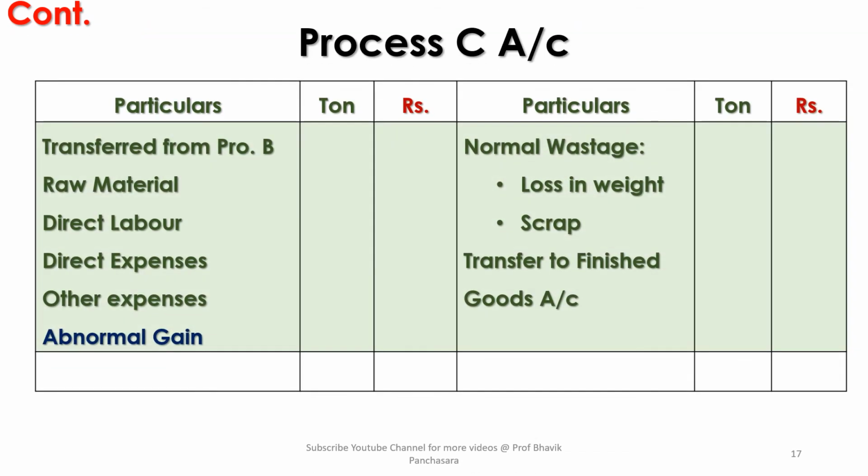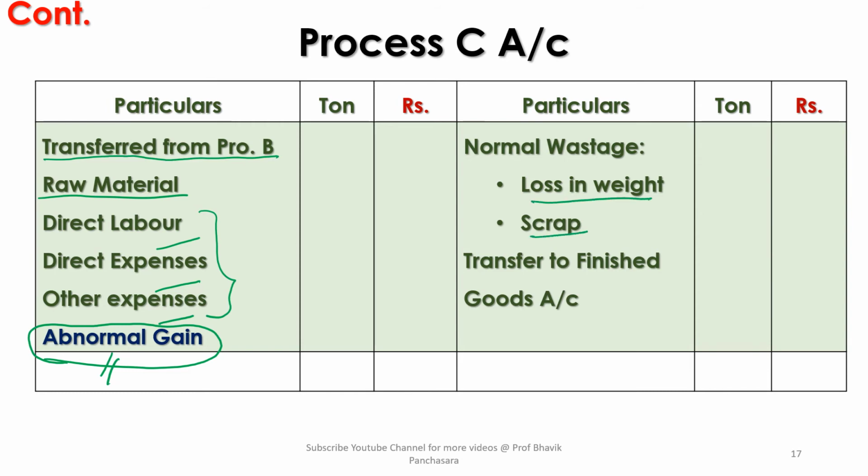Okay friends, now we are going to prepare this process C account. First on the debit side we will put the material transferred from process B, then raw material, then expenses, direct labor, direct and other expenses, and abnormal gain. Here remember, abnormal gain we have to show on the debit side, whereas on the credit side we will show loss in weight and scrap under the heading of normal wastage, and transfer to finished goods only, because this is the last process.